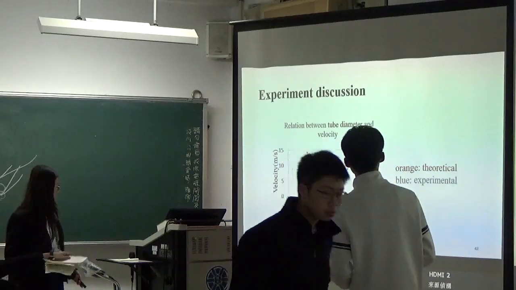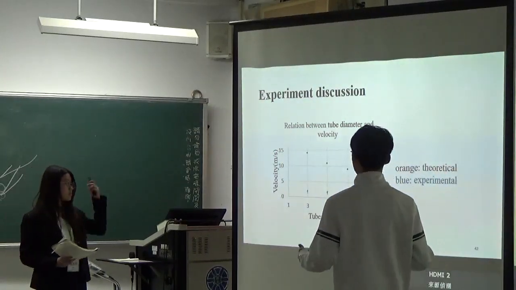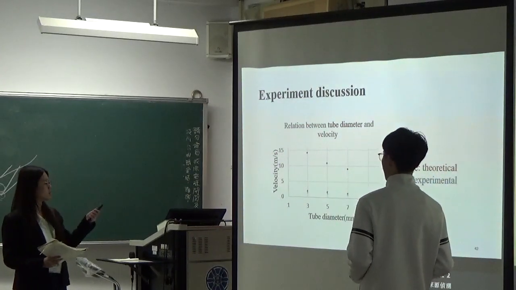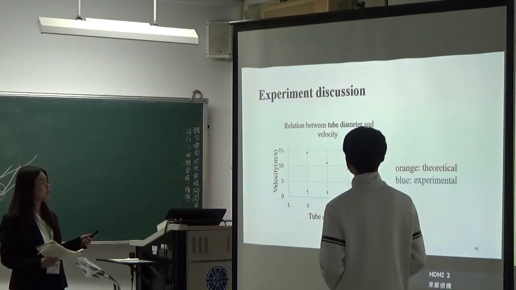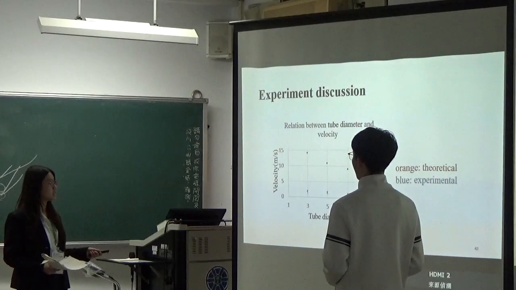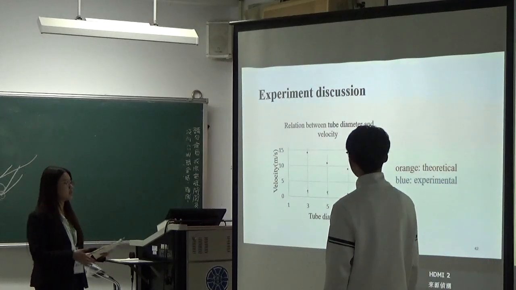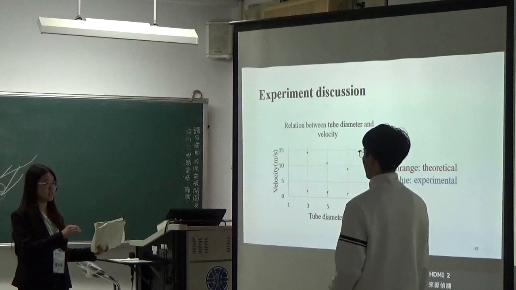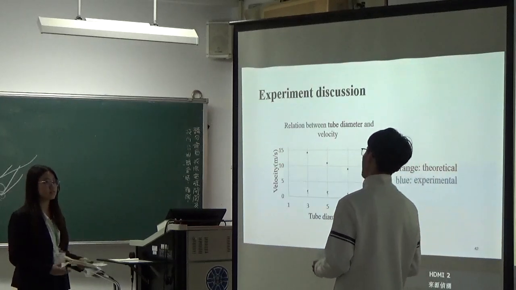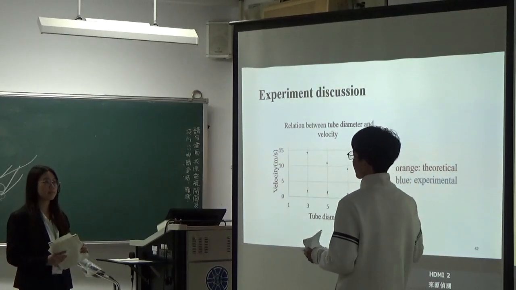So what do we get? Can you explain to me what we get from this chart? The relation between the tube diameter and the velocity. It means that as the tube gets bigger, the velocity will decrease. Okay.